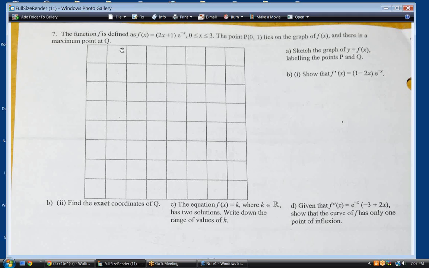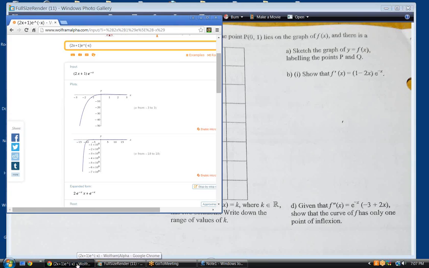I mean, in order to sketch, here's what the graph looks like. Okay, right here. The y scale is not very big, but we can see that when x is 0, y is going to be 1, and then it comes back towards the x-axis as you go from 0 to 3.